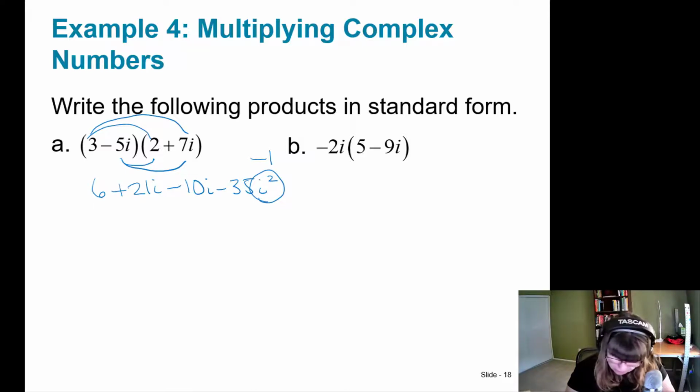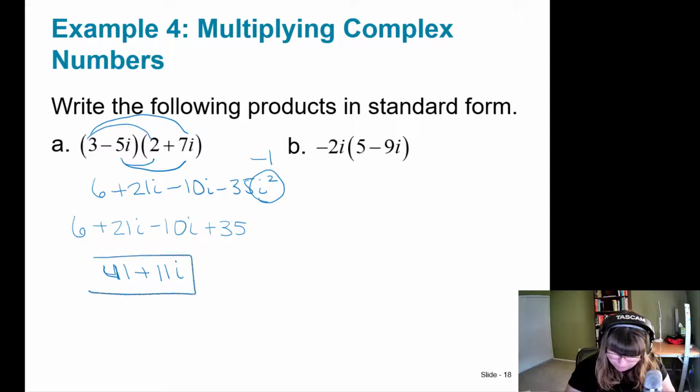So here's my problem so far. 6 plus 21i minus 10i plus 35. Negative times negative is positive. Now I combine like terms. 6 plus 35 is 41. 21 minus 10 is 11i. So 41 plus 11i.